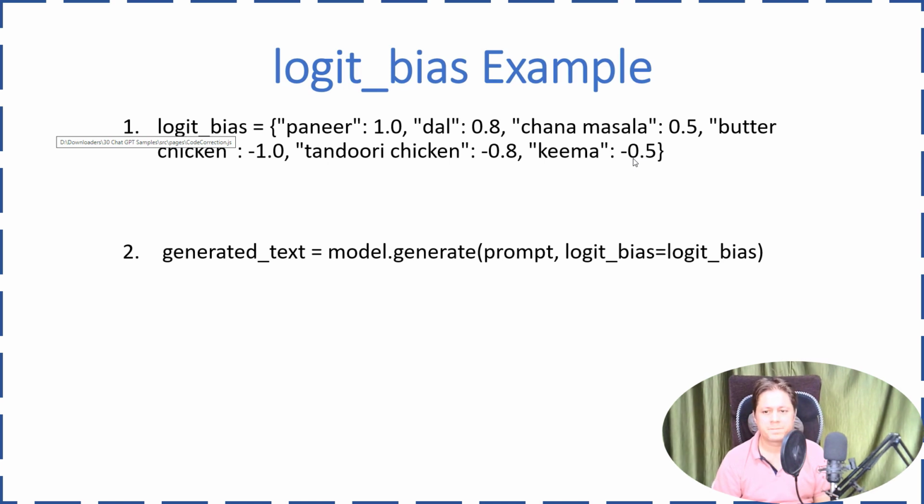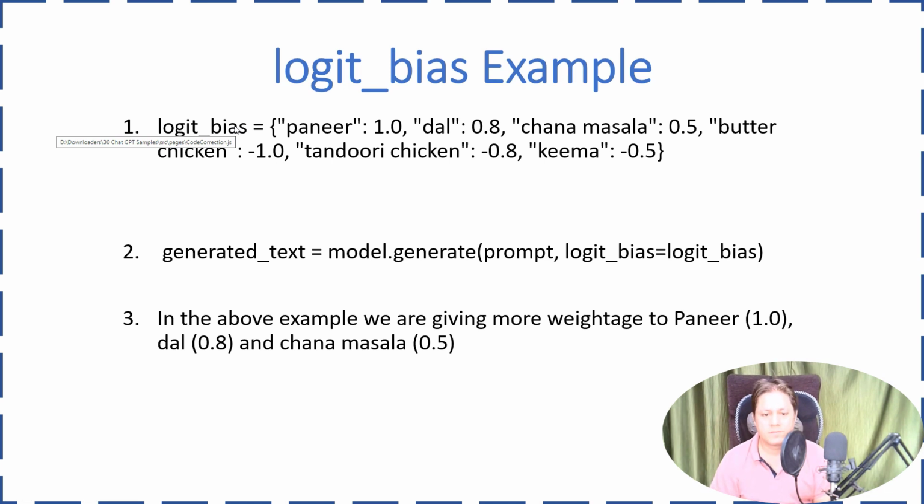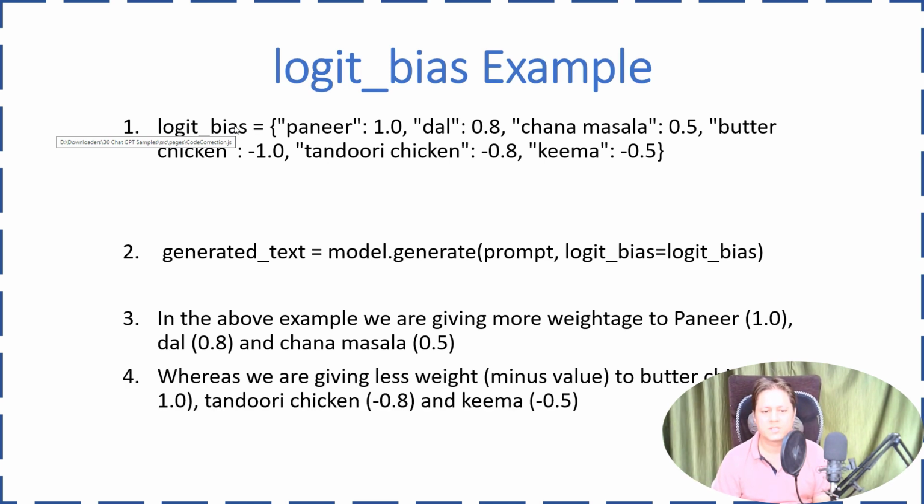This is the kind of value I will provide to the server so that it can play it accordingly. And if you see here, this is the way we can call model.generate, and this is the prompt, whatever the user is writing, and then the logit bias value is whatever I have set here on the top. I have given more weightage to paneer, dal and chana masala and less weightage to butter chicken and tandoori chicken. So whenever it gives you a result, it will consider this logit bias parameter, and in the answer it will give more weightage to paneer, chana masala, the vegetarian things, and respond accordingly.